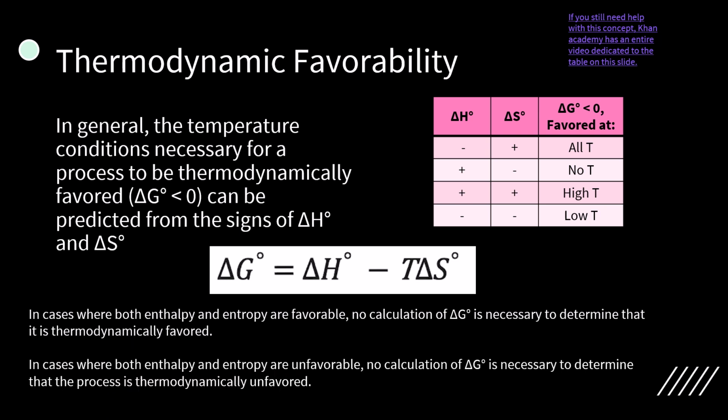And then in cases where both enthalpy and entropy are unfavorable, no calculation of delta G is necessary to determine that the process is thermodynamically unfavored. Again, think about it. Think about what you have and figure out if it's going to be favored or unfavored.